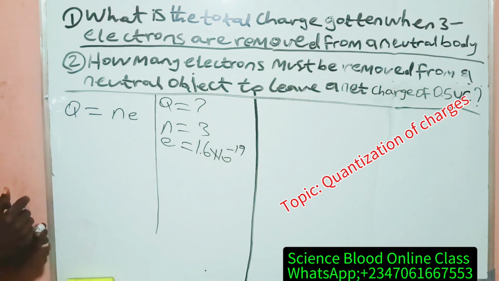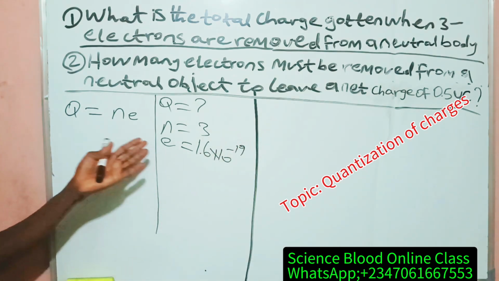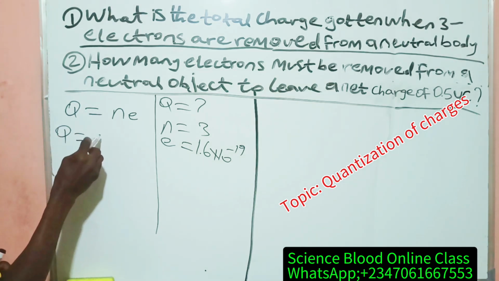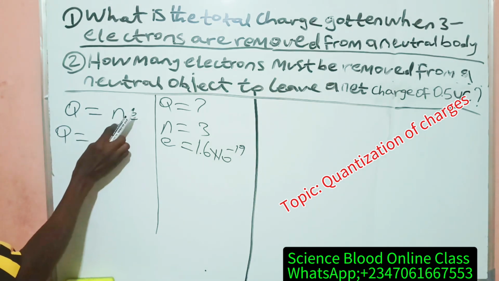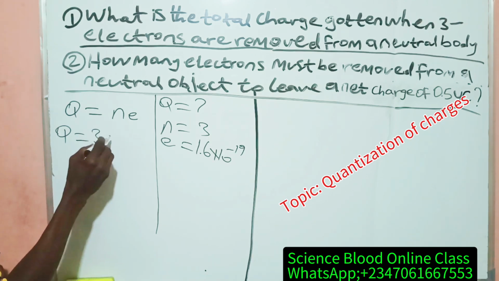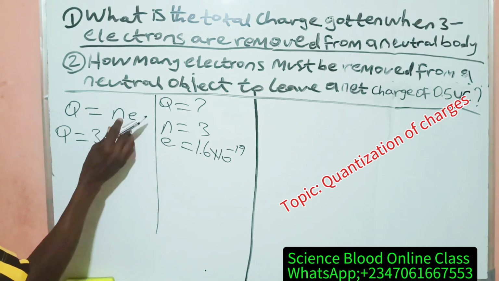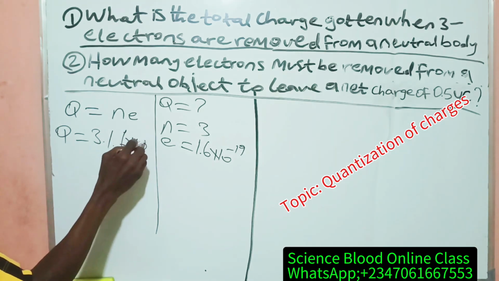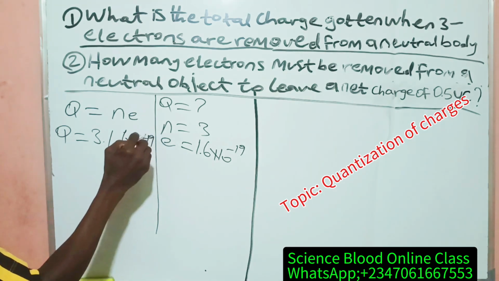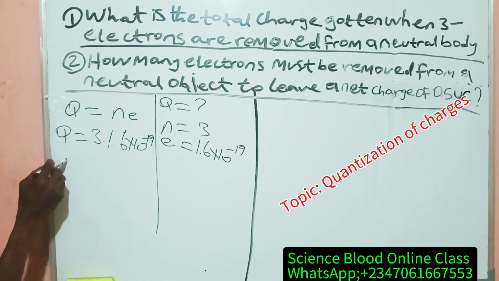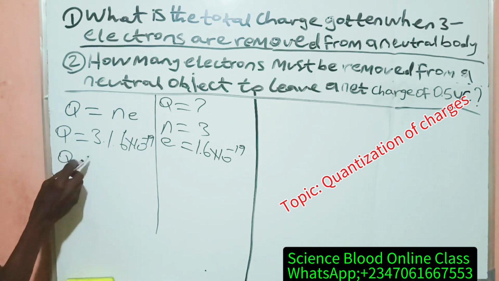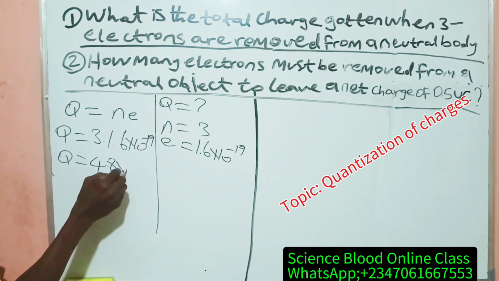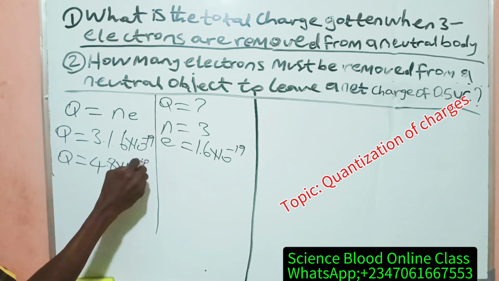Now in solving this question, we are going to substitute the values from the question into the formula. Therefore, we now have that Q equals N, which is 3, times E, which is 1.6 times 10 raised to the power minus 19. When you multiply this together, please make use of your calculator to be more fast. You are going to have 4.8 times 10 raised to the power minus 19.